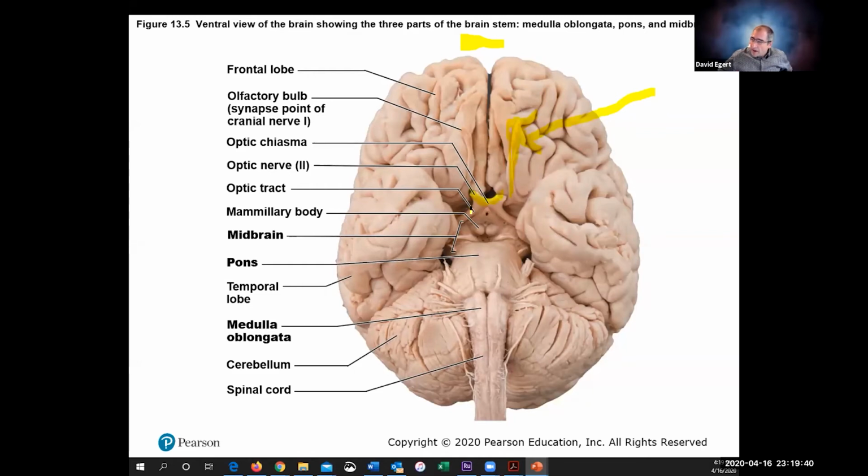What is this thing right here? Optic chiasma, where the optic nerves come in, which is cranial nerve number what? What is the cranial nerve number for the optic nerve? Number 2. I promise you there will be cranial nerve questions.